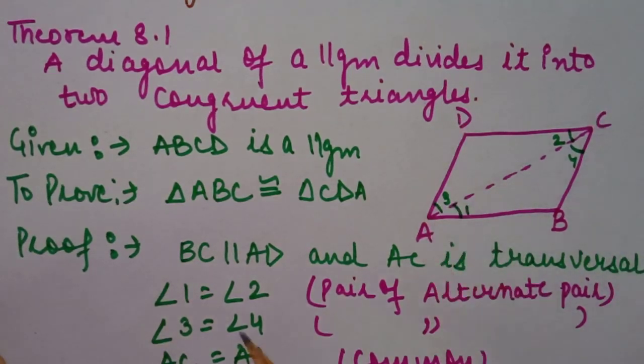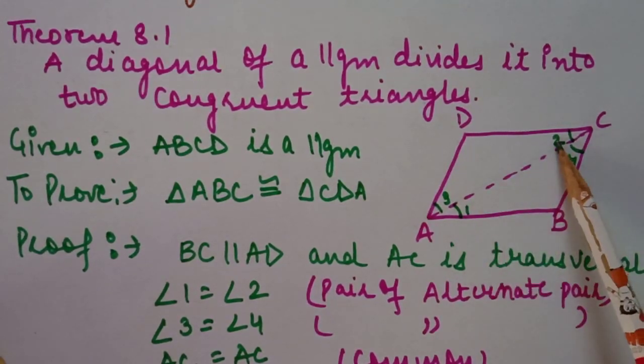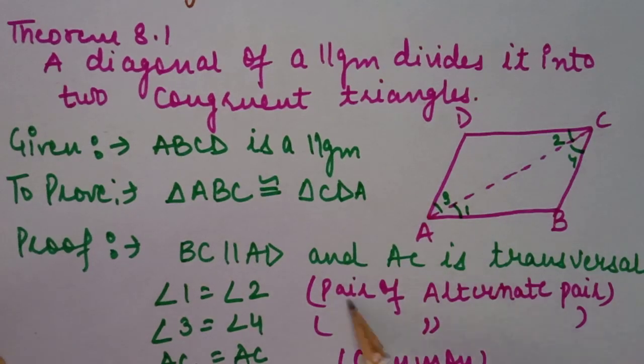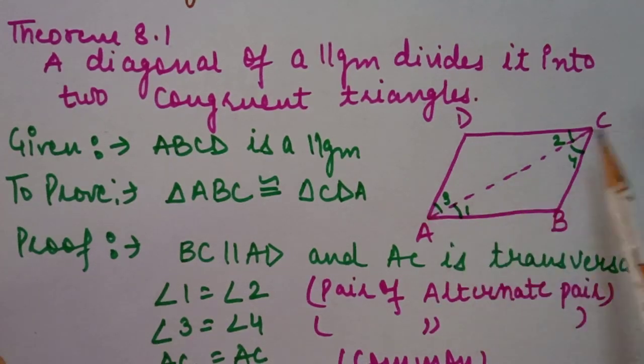BC and AD are parallel to each other. Definitely AC is a transversal line because the opposite sides of a parallelogram are parallel to each other. So this is a transversal line. Angle 1 and angle 2 are equal to each other because they are a pair of alternate interior angles. Angle 3 and angle 4 are also equal to each other with the same reason, a pair of alternate interior angles. AC is common.